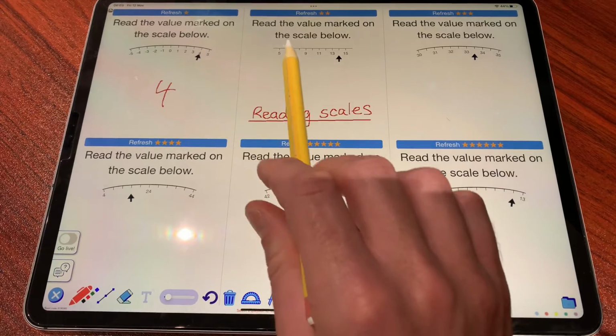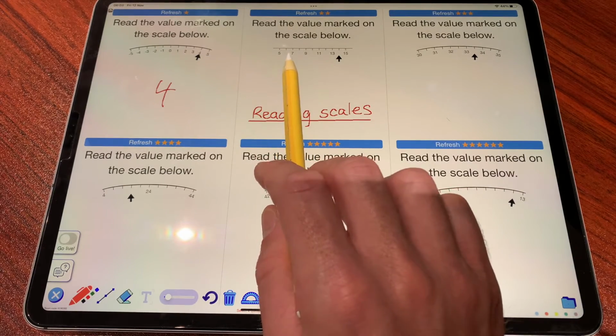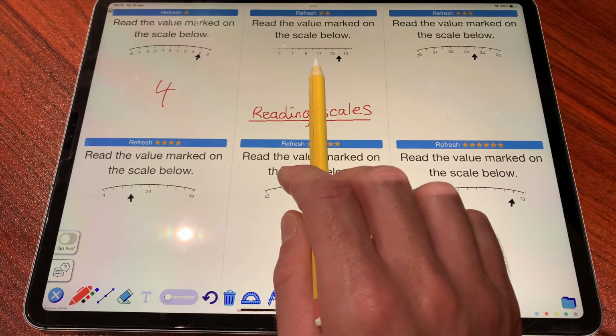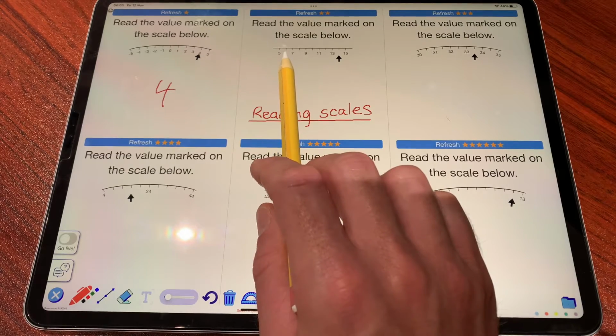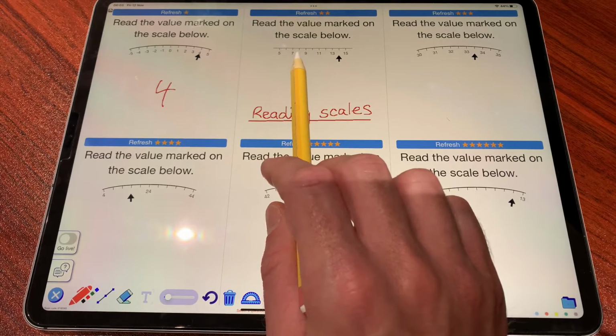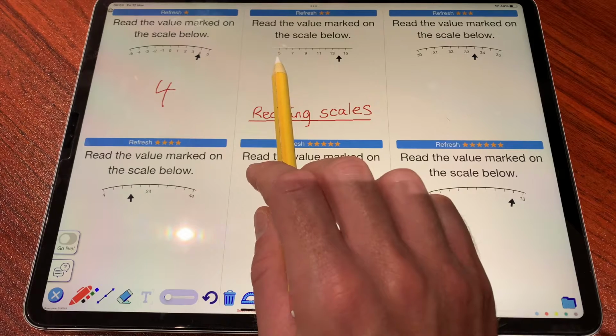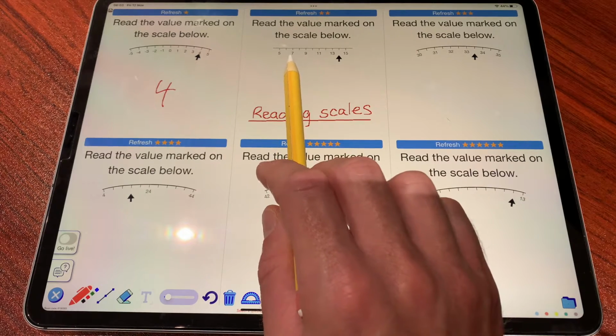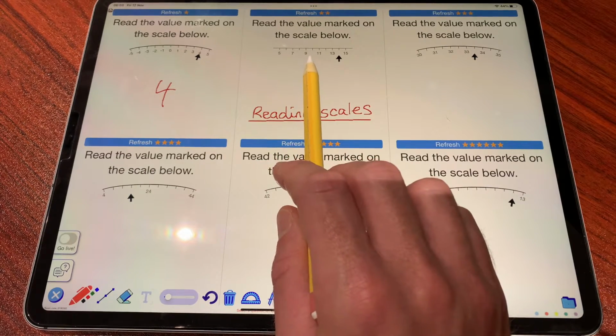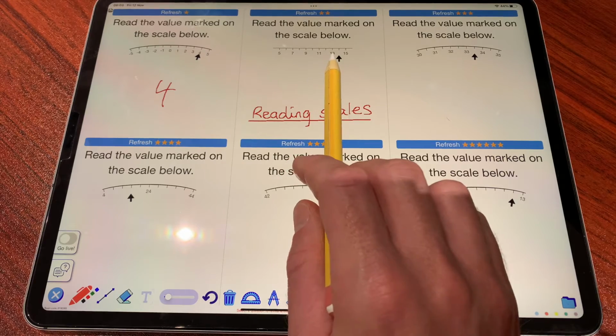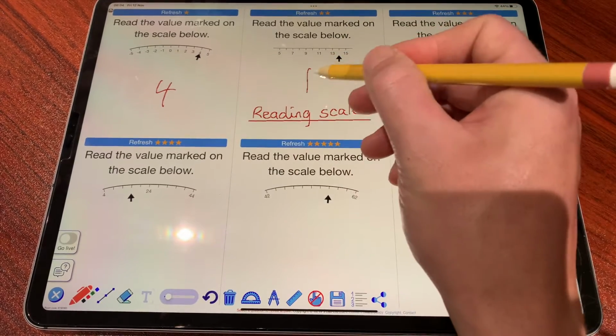Now with the next scale, I've got 5, 7, 9, 11, but the dashes still indicate 1 increment jump. So I've got 5, 6, 7, 8, 9, 10, 11, 12, 13, 14 is represented by the next scale.